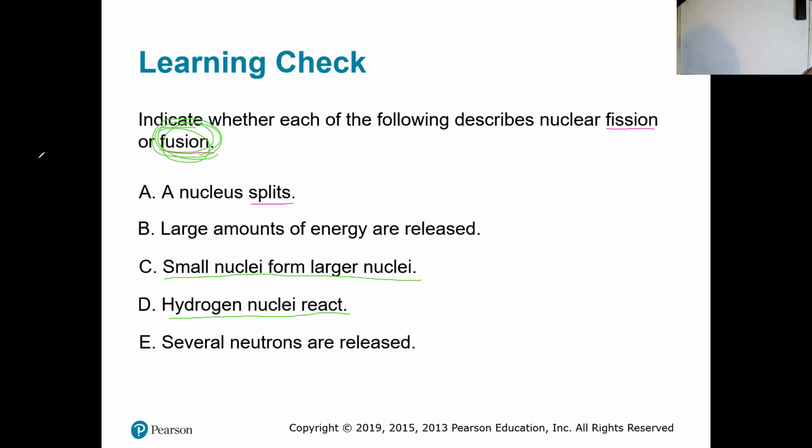Several neutrons are released. We know that when we have fission reactions occurring, we see multiple neutrons being released as a product of that. So nucleus splits, fission. Large amounts of energy released, both things. Small nuclei form larger nuclei, fusion. Hydrogen nuclei react, fusion. Several neutrons are released, fission.